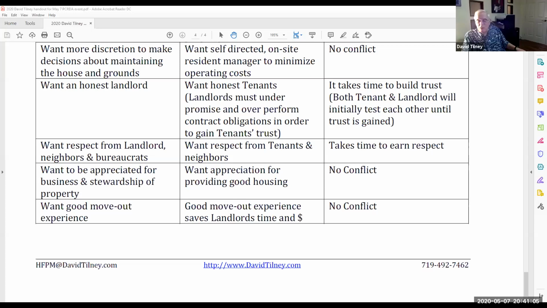They want to be appreciated for the business and stewardship of the property. I want appreciation for providing good housing. We think we provide good housing for long-term occupancy. And they want a good move-out experience. Well, I do too. They save me thousands of dollars.